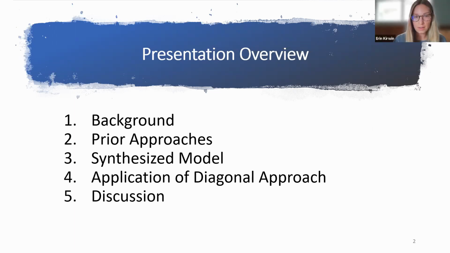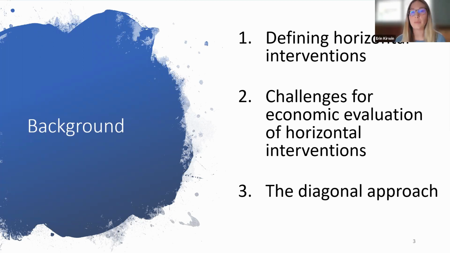Okay, excellent. So what you can see now is the presentation overview, which I've just described, and then I'm going to go into the next section. So there's 3 things that I'm aiming to cover in the background. I'm going to start off by defining horizontal interventions. Next, I'll go on to discuss specific challenges related to the evaluation of horizontal interventions. And finally, I'll introduce the concept of the diagonal approach, which is what I propose to address the aforementioned challenges and what I develop in my thesis chapter.